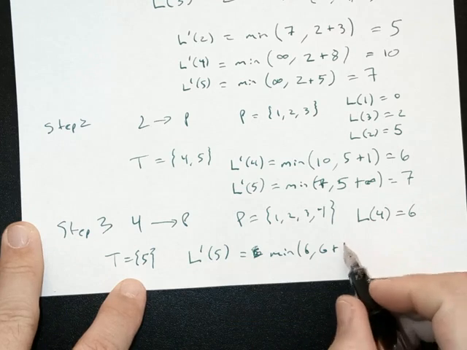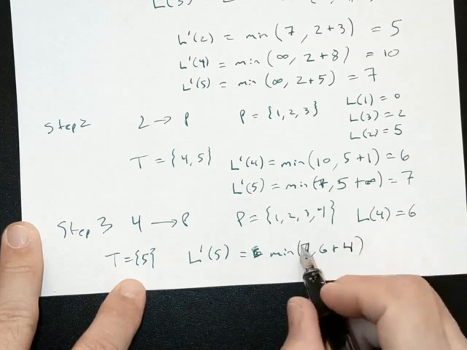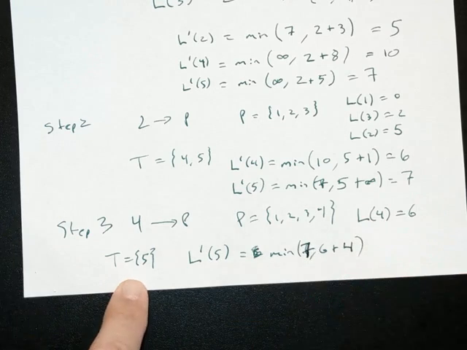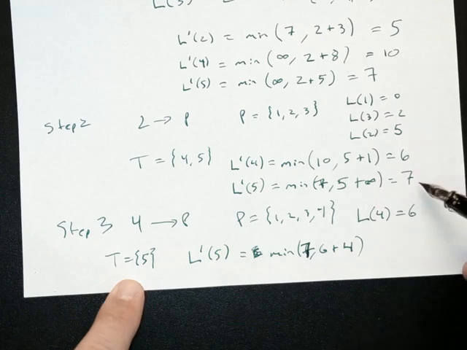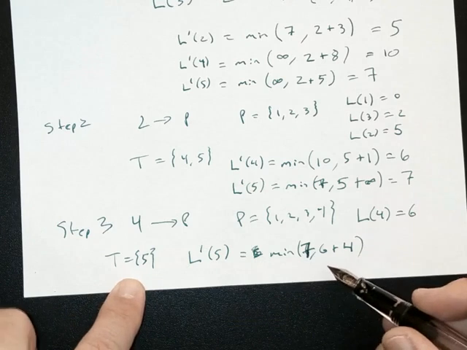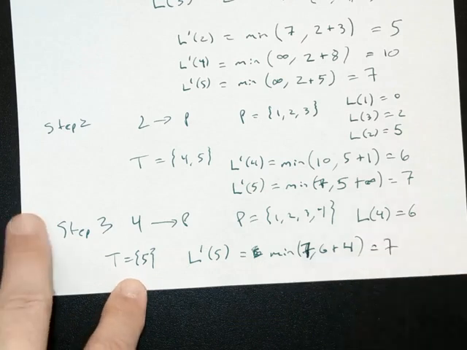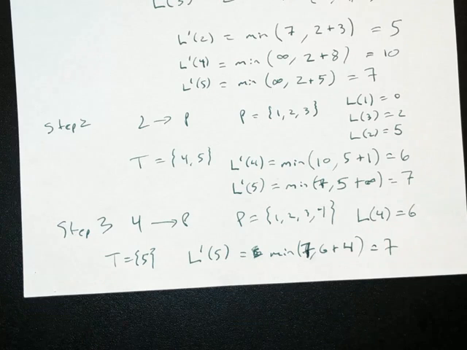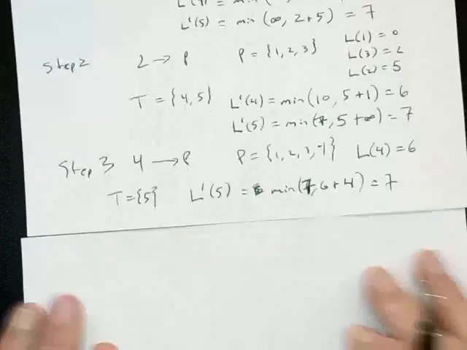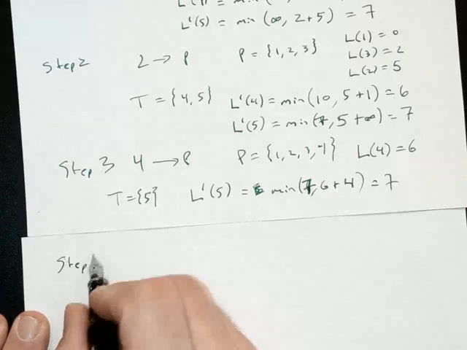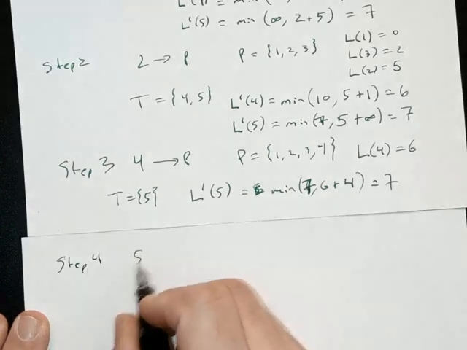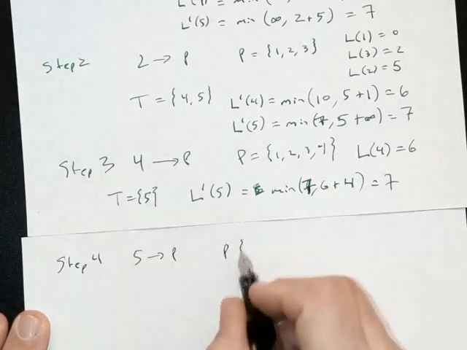Oh, I made a copy error. Remember, we take the old label that was already on it, or the new label plus the cost. All right, well, that's 7. That's the only temporary label. That's got to be the smallest temporary label. So step 4, move vertex 5 to my permanent set.